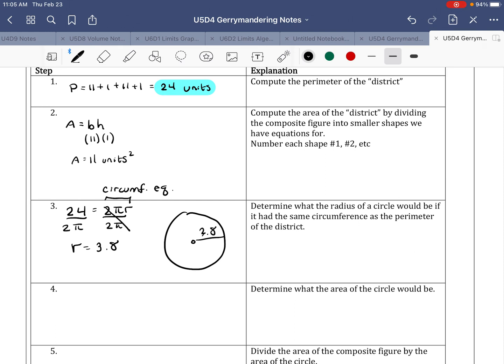We want to find out what is the area of that circle using pi r squared. So here's pi, our radius is now 3.8 squared. And we get 45.6.